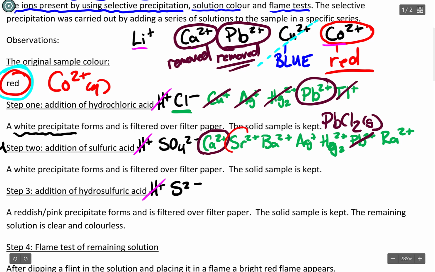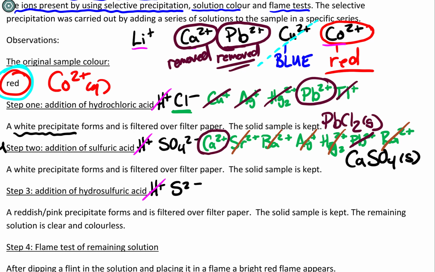All right, do we have strontium? No. Do we have barium? No. Do we have silver? No. Do we have mercury? No. Do we have radium? I sure hope not. So none of those are there. So I'm just going to cross them out because they're not even possibilities. They weren't even part of this. So this must have made calcium sulfate solid because the calcium would have formed a precipitate with the sulfate.